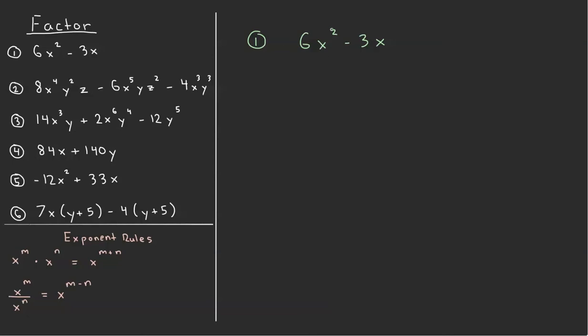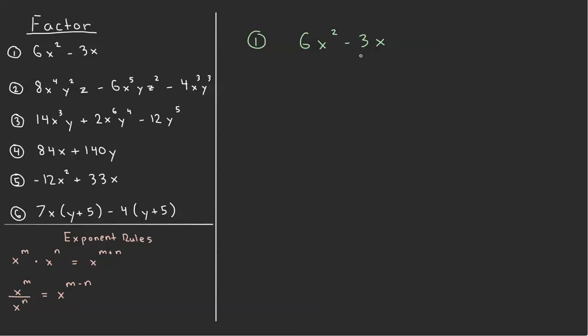Okay, so in order to factor something like this, we're going to use the greatest common factor, meaning we're going to take a look at what 6x squared and 3x have in common with each other, and then we're going to divide that out of each piece.